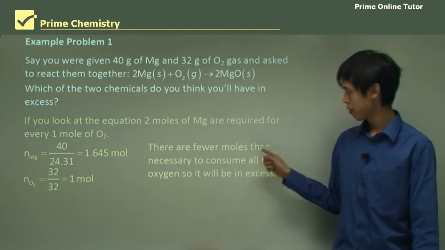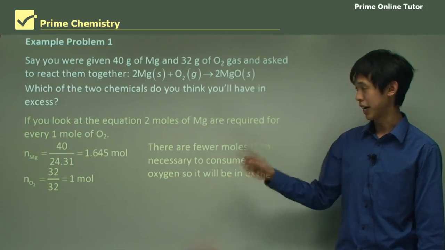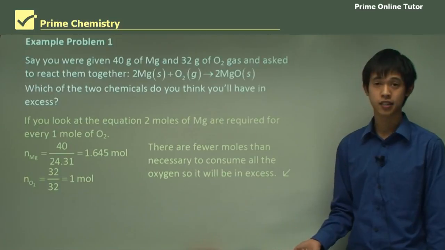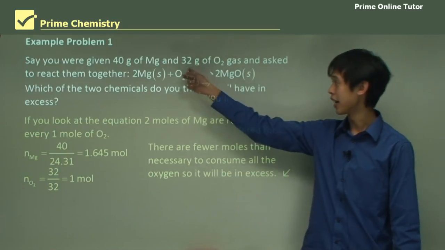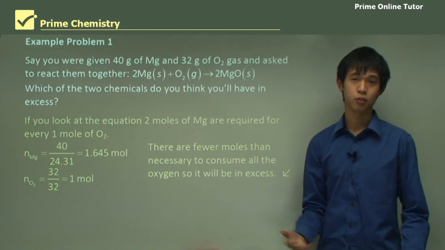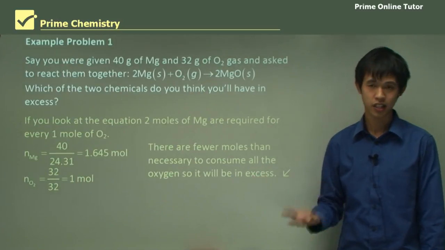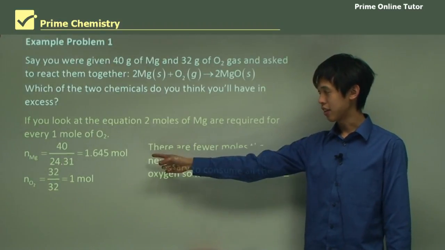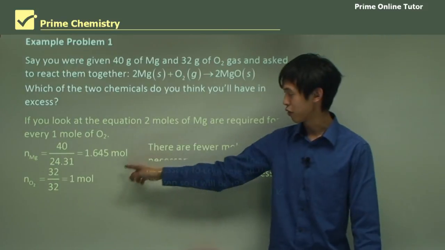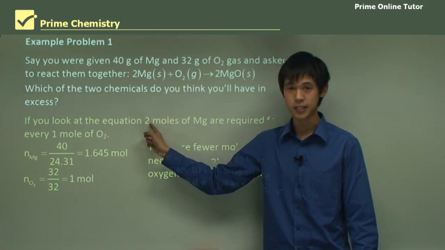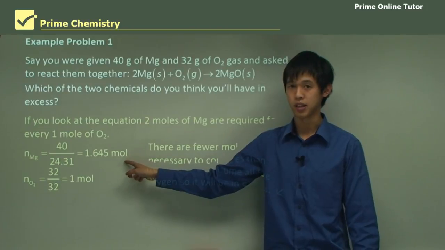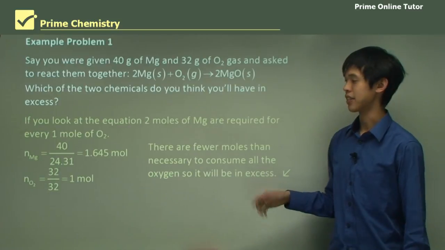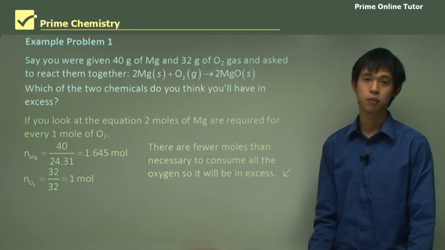Now, there are fewer moles than necessary of the magnesium to consume all the oxygen. So the oxygen will be in excess. Okay? Surprising because the mass is less, right? But that's why the mole is so useful, because see how the mass doesn't tell you anything. It just tells you that there's a little bit more in terms of its weight. But here you see that there's not enough moles, because for every 1 mole of oxygen, we need 2 moles of magnesium. So there's not 2 moles of magnesium here. So we can't use up this whole 1 mole of oxygen. So that means that we'll have some oxygen left over after all the magnesium has been used.